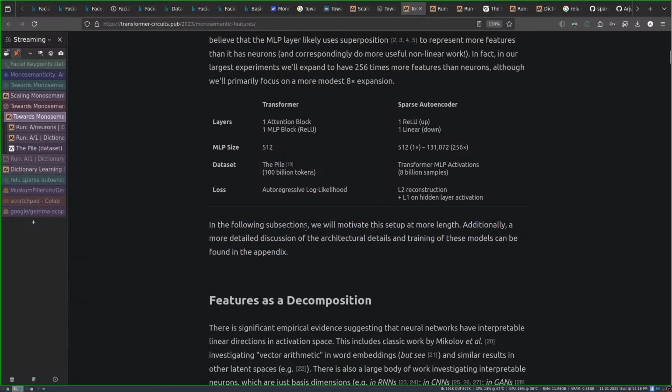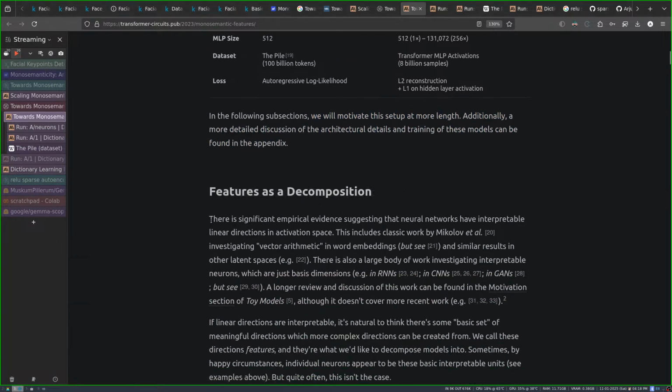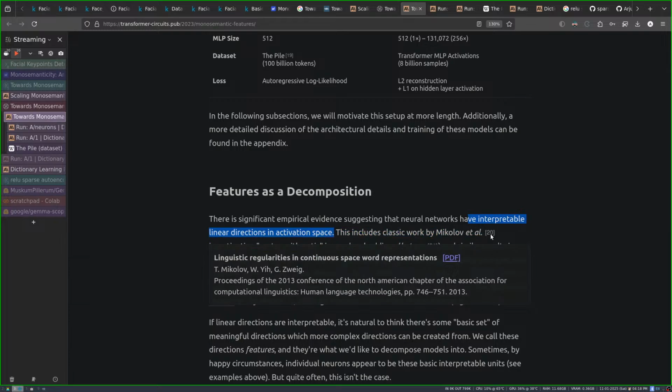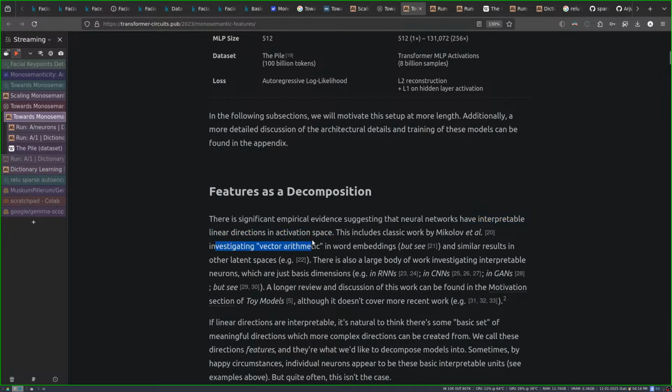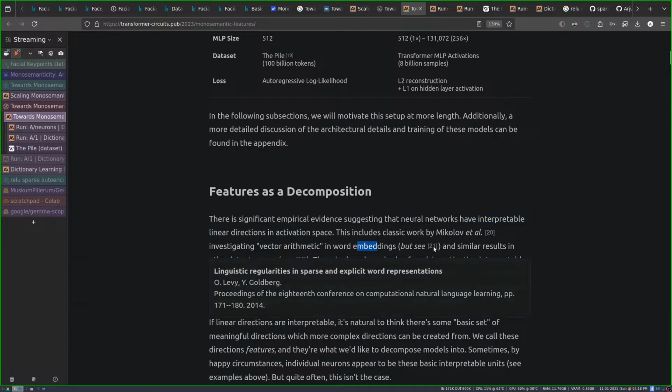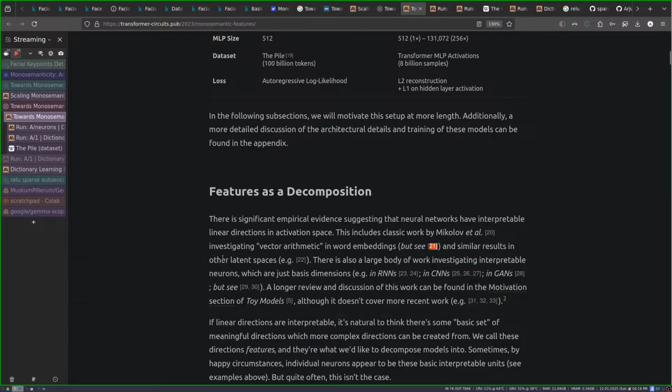In the following subsections, we'll modify the setups at more length. Additionally, a more detailed discussion of the architectural details and training of these models can be found in the appendix. Features as decomposing. There is significant empirical evidence suggesting that neural networks have interpretable linear directions in activation space. This includes classic work on linguistic regularities in continuous space word embeddings, investigating vector arithmetic in word embeddings, and similar results in the latent spaces.